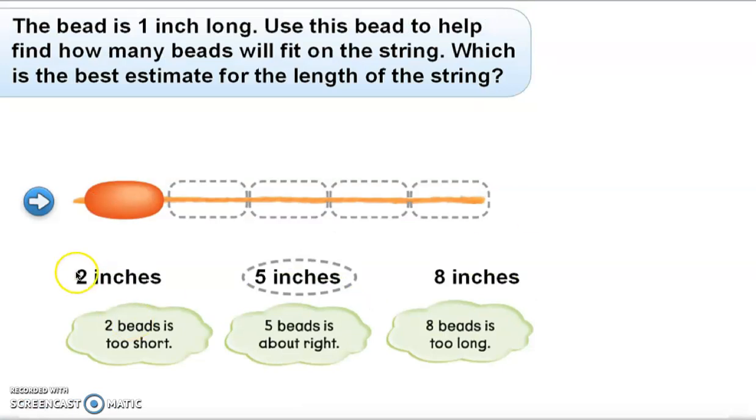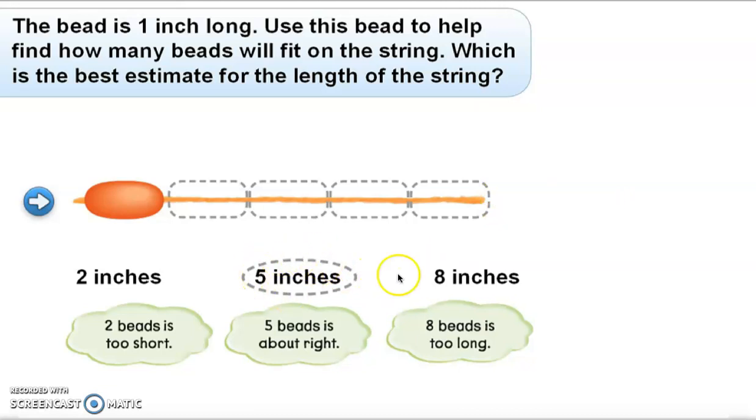Okay, so 5 inches would be the best estimate for the length of the string, and here is why. Our options were 2 inches, 5 inches, and 8 inches. 2 inches would be 2 beads, and 2 beads would be way too short. That would be like right here, leaving all of this string still not measured. So 2 inches would be too short. Okay, let's look at 8 inches. 8 beads would be too long. We only have 5 here, and we've already covered up most of this string. If we were to add 3 more beads, that would go all the way over here, so that would be way too long of a measurement.